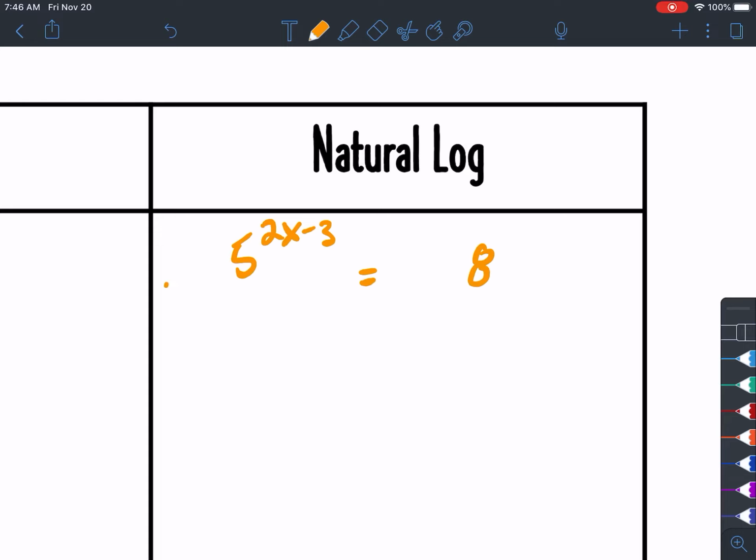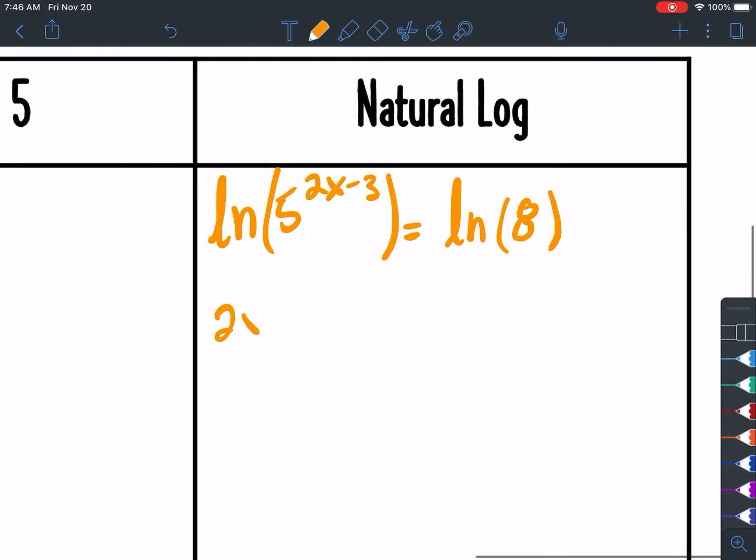Just like we did before, we're going to take the log of both sides, but this time we're going to take the natural log of both sides. It's going to be the same process.